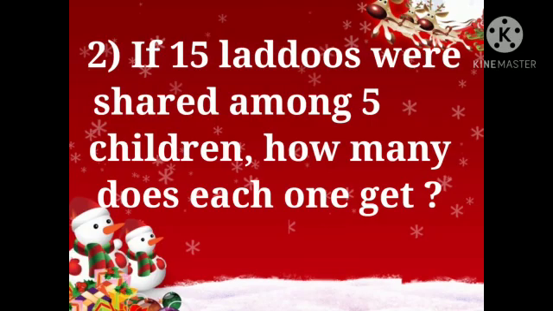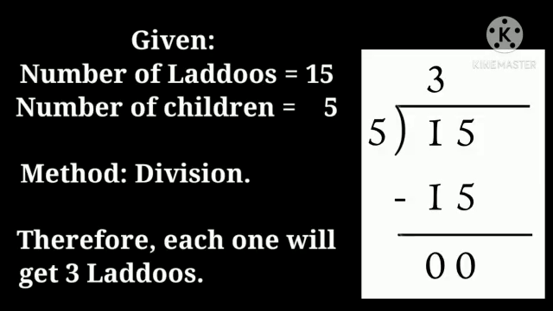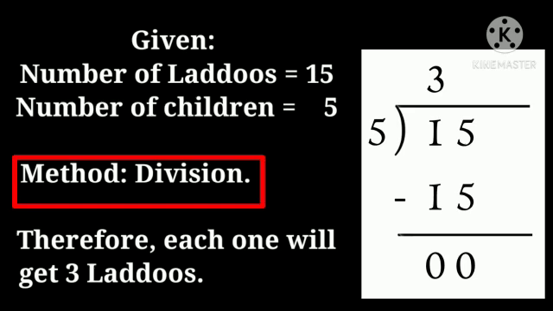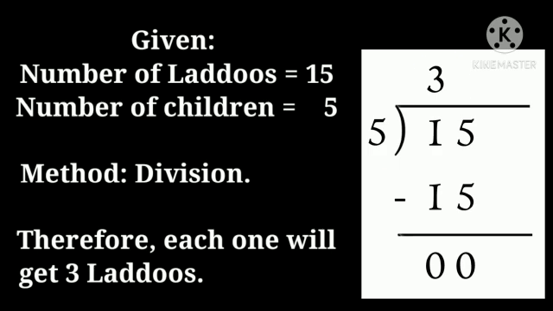Let's see next one. If 15 laddus were shared among 5 children, how many does each one get? So let's start with given. What is given to us? Number of laddus, how much? 15. Number of children, 5. Method we are going to use is division. So let's arrange the number and start saying 5 table. So 5 3s are 15.